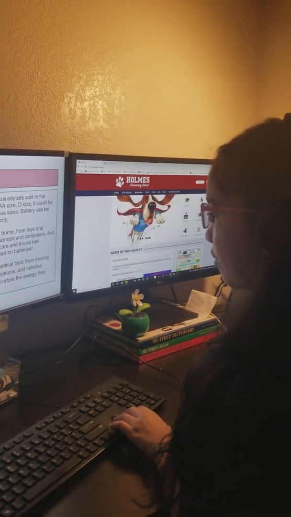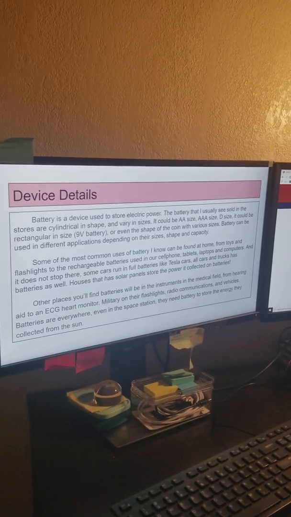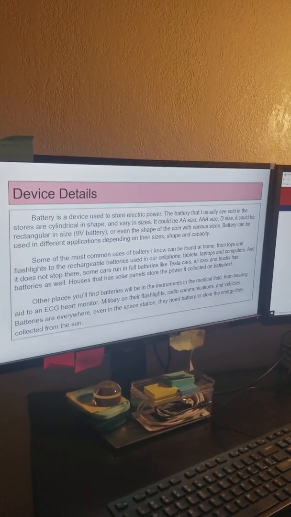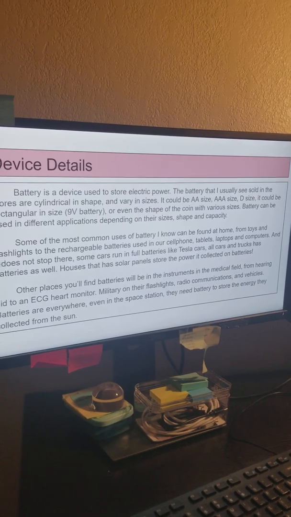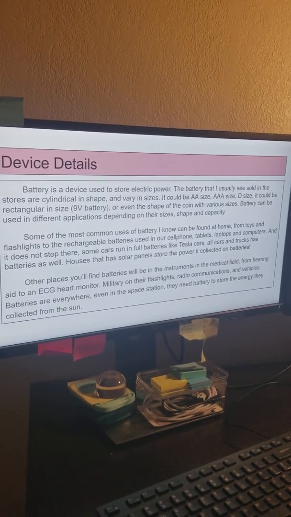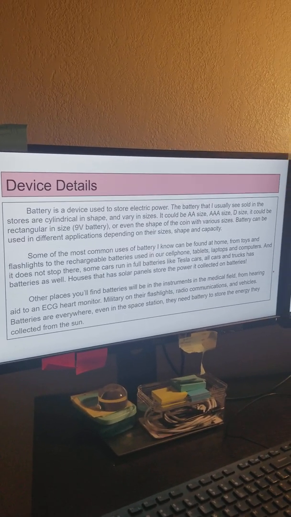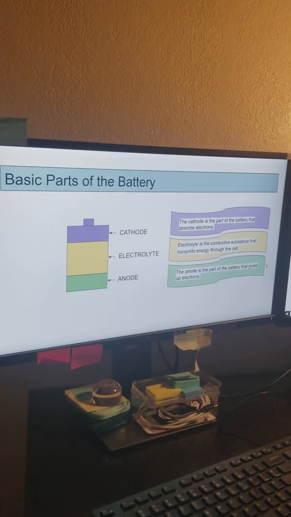Other places you'll find batteries are in instruments in the medical field, from hearing aids to ECG heart monitors. Military on their flashlights, radio communications, and vehicles. Batteries are nearly everywhere, even in the space station. They need batteries to store the energy they collected from the sun.